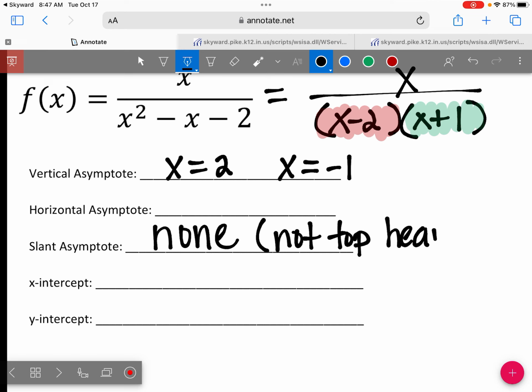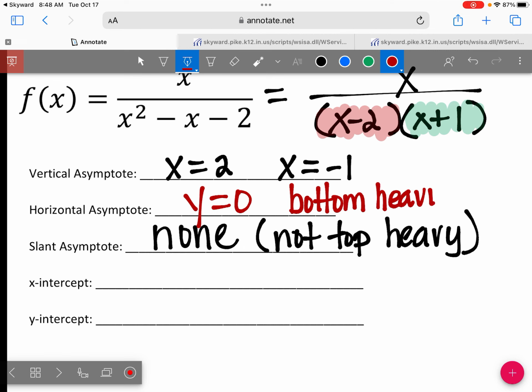Now, this is a bottom heavy one though. Bottom heavy ones are always going to have y equals 0 as your horizontal asymptote. We don't have to do any synthetic division. We don't have to do any division. It's just bottom heavy, so it's y equals 0. All right, your x-intercept comes from the numerator. And the only thing you have in the numerator is an x. And when you set that x equal to 0, you get 0. So your x-intercept is 0, 0. And this is from the numerator.